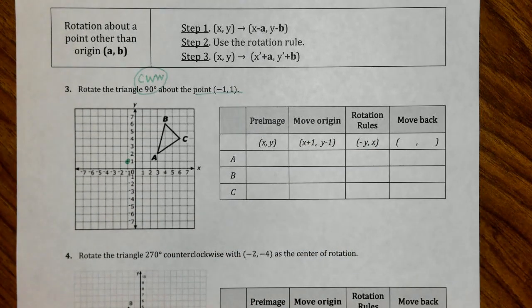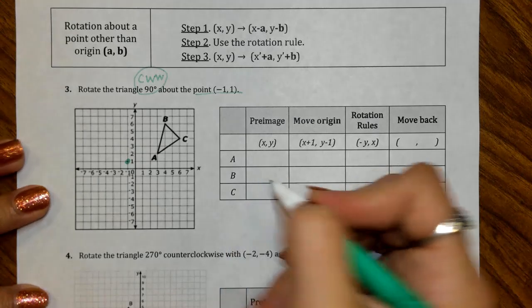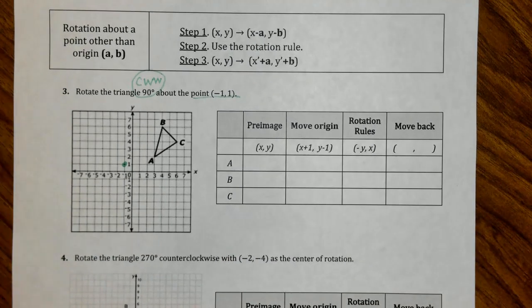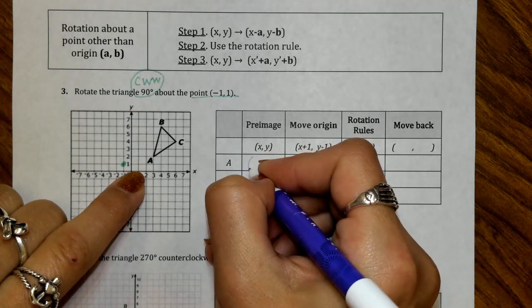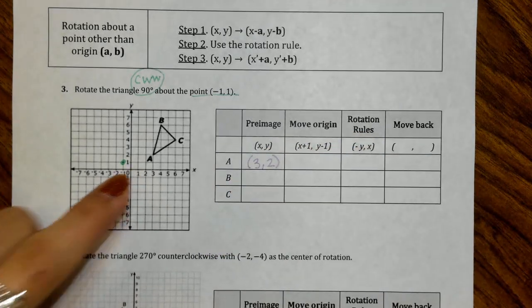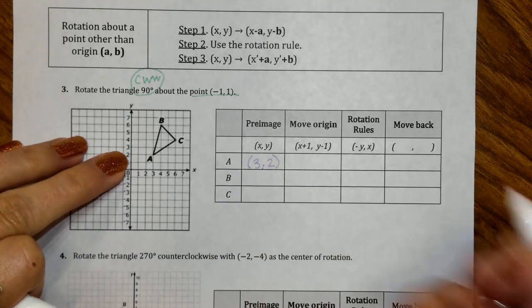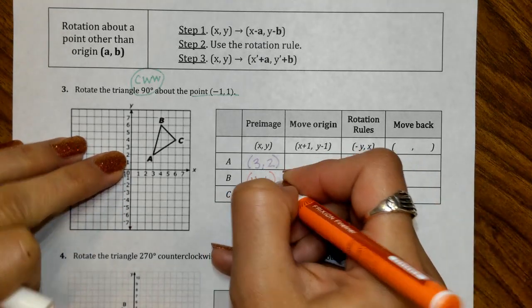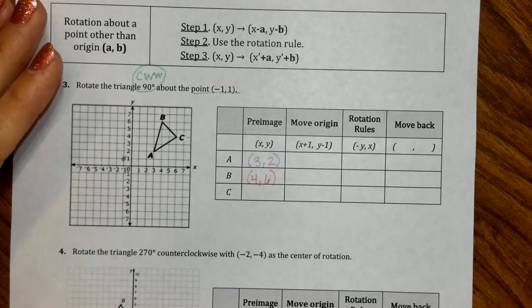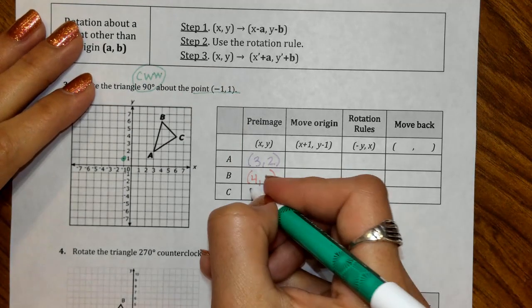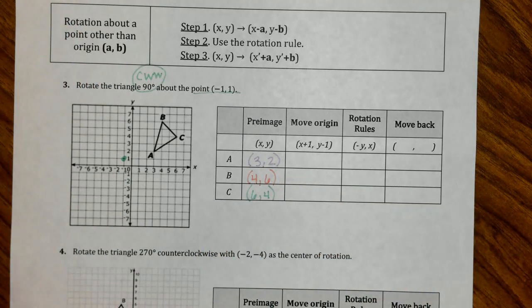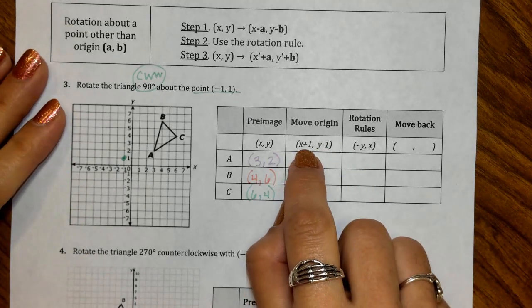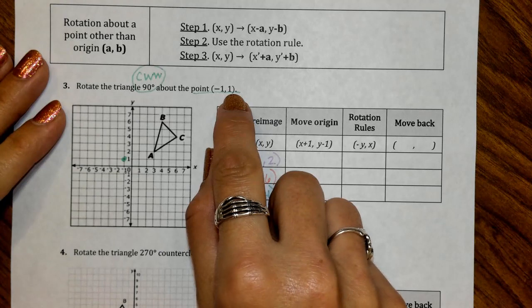So what we're going to do here is let's go ahead and put in our points. All right, I'm going to write them in pretty quickly. Okay, I'm going to do 3 different colors to kind of make it easy. Your pre-image A is going to be at +3, +2. B is going to be at +4, +6. And C is going to be at +6, +4. Because we're doing -1, +1, we need to subtract.